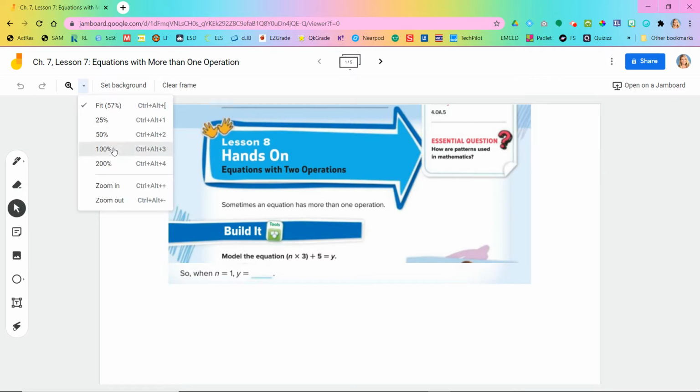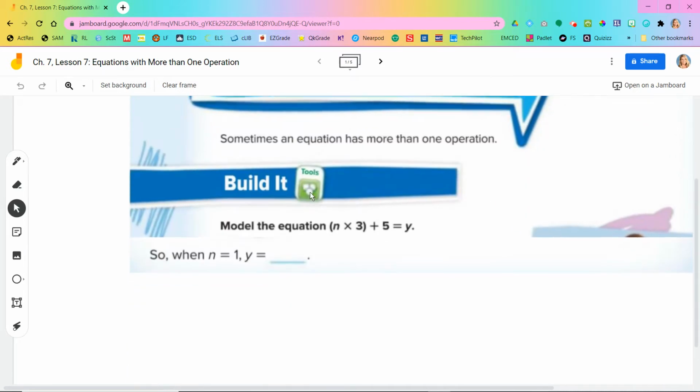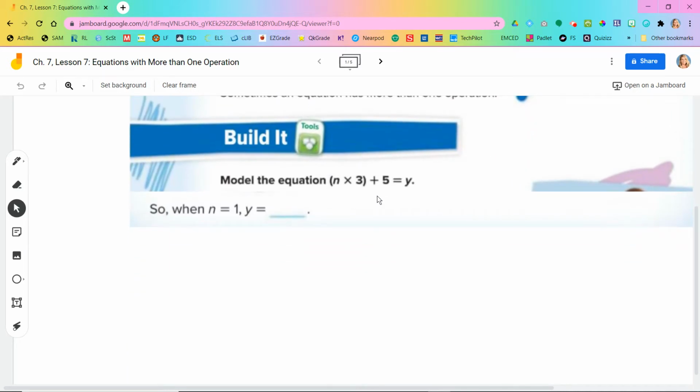So, let me zoom in here. Put my phone on silent, sorry.